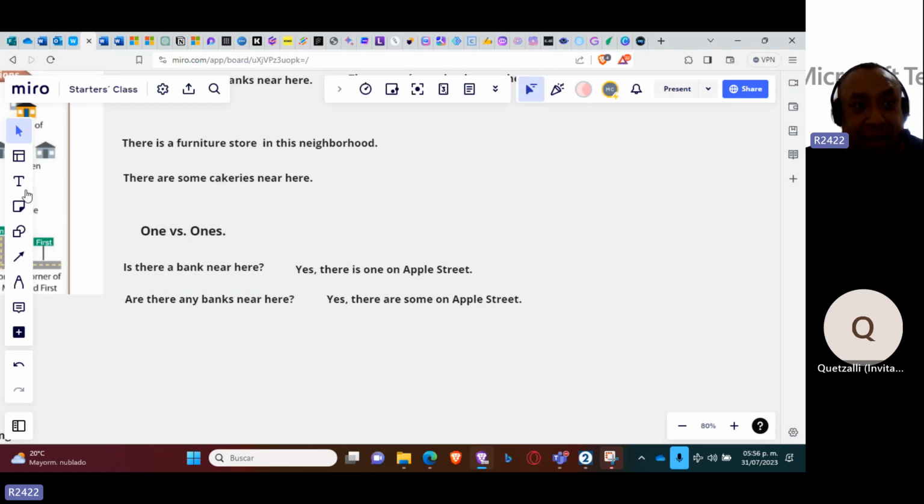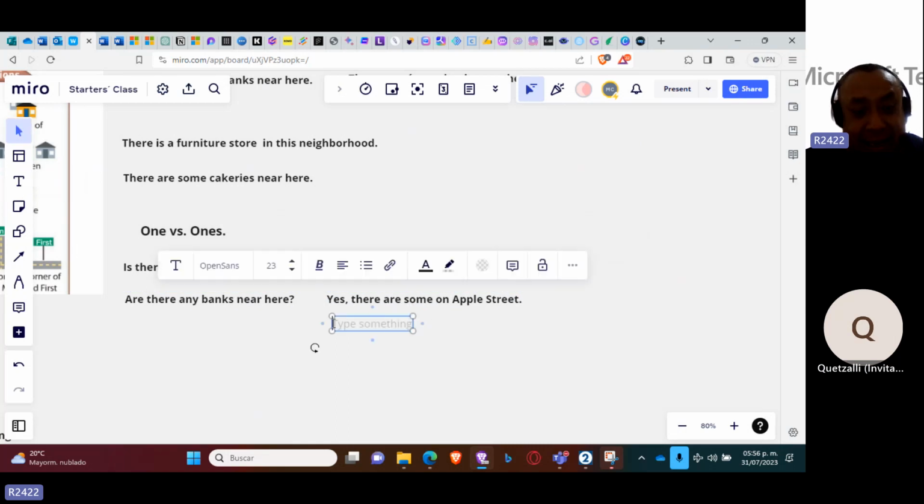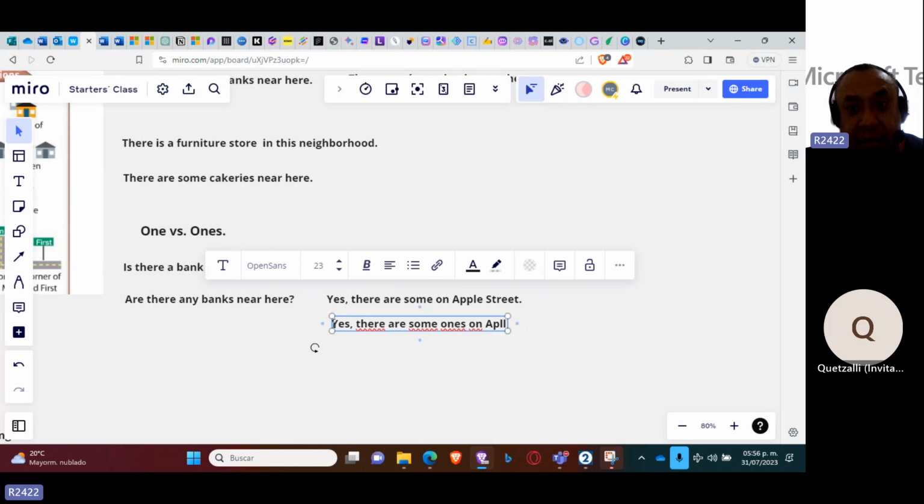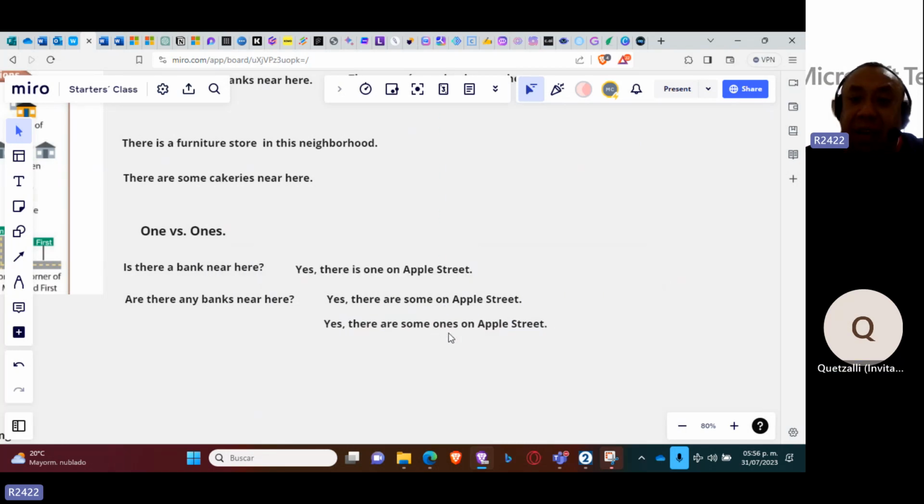O quizás también puede ser así, mira. Yes, there are some ones on Apple Street. Obviamente, aquí con ones nos referimos a algunos bancos. Okay. Recuerda que one y ones se utilizan para reemplazar objetos, personas, situaciones, de tal modo que se evita la repetición en el diálogo.